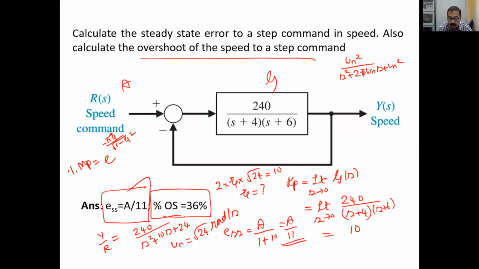So what did we discuss today? We had seen the steady state error, right? As I said before, steady state error depends upon the type of the input as well as the type of the system, right?